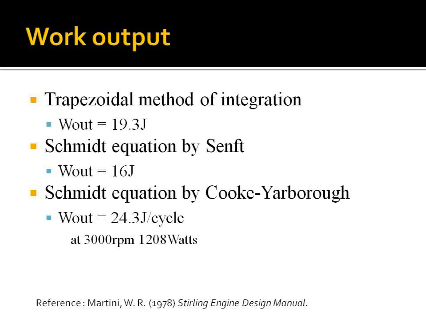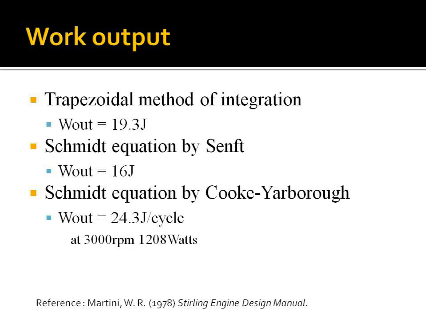That's an analytical method. To use a numerical method, it's using the Schmidt equation, and there's a couple of different variations, and two I found useful is by Senf and Cook and Yardberg. The Senf Schmidt equation is getting a work output of 16 joules, and the Schmidt equation by Cook and Yardberg, which is the more accurate analysis, we're getting a work output of 24.3 joules per cycle. At 3000 RPM, that's 1.2 kilowatts, and I'm assuming 3000 RPM for adequate reasons.